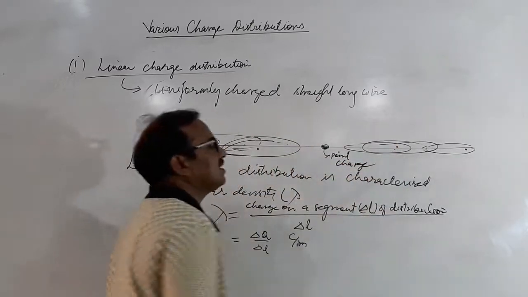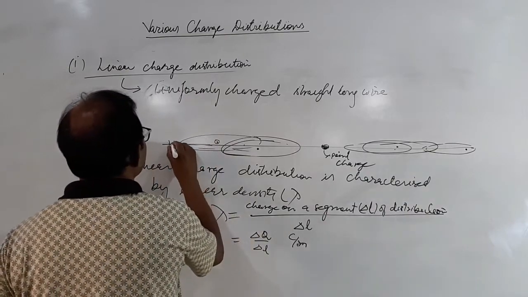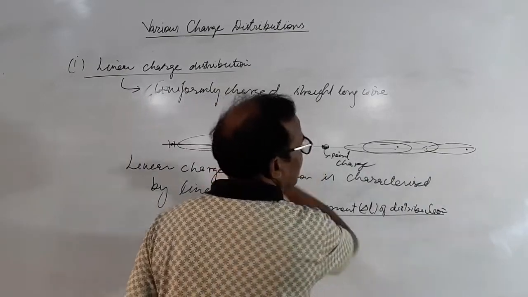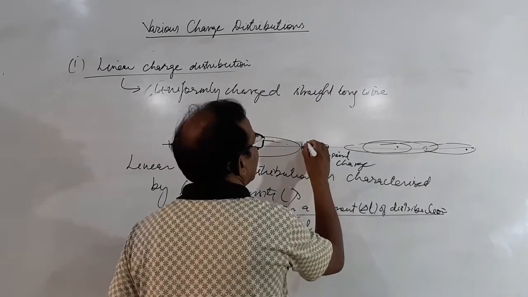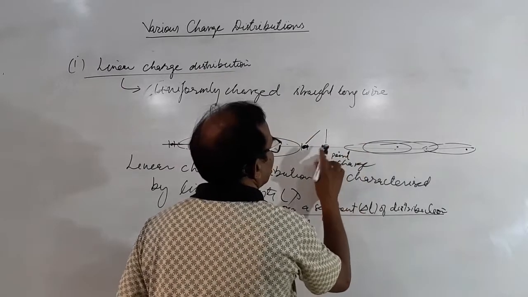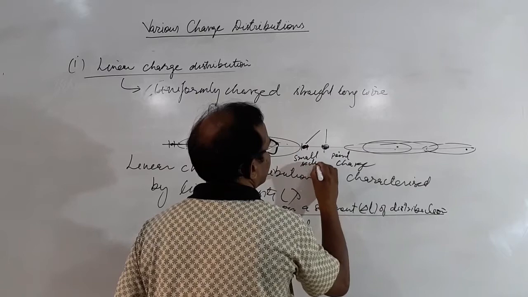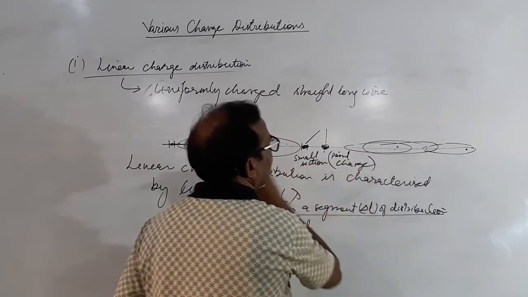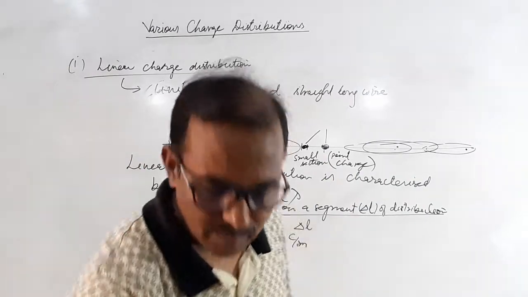In calculations or derivations, generally we use small sections. This wire is very large, so its small sections can be treated as point charges, like point charges.